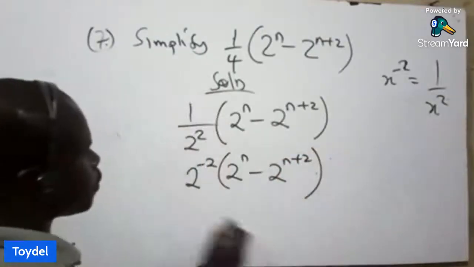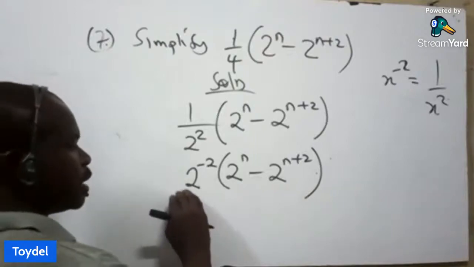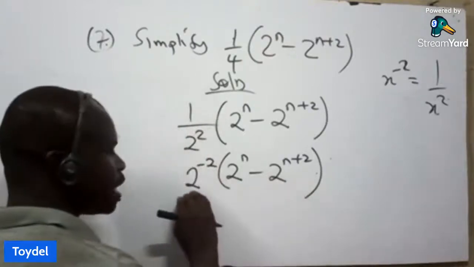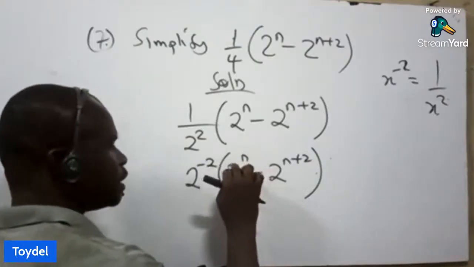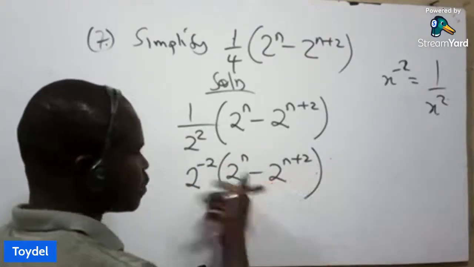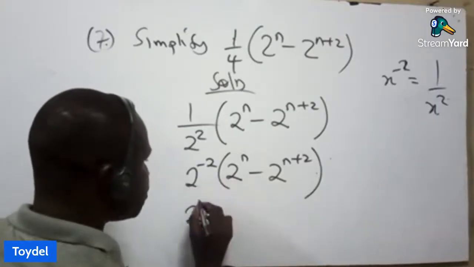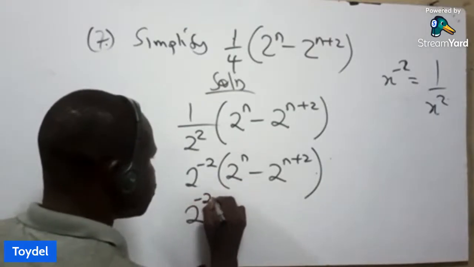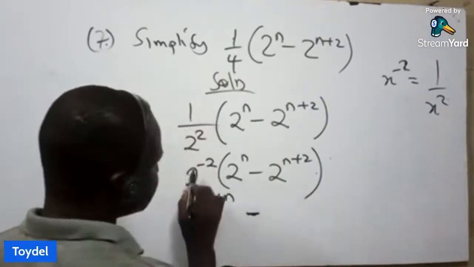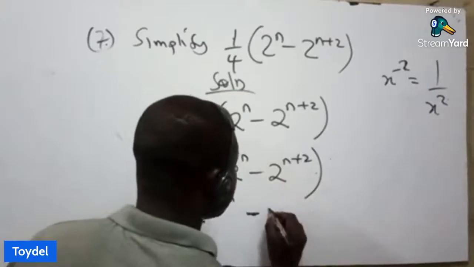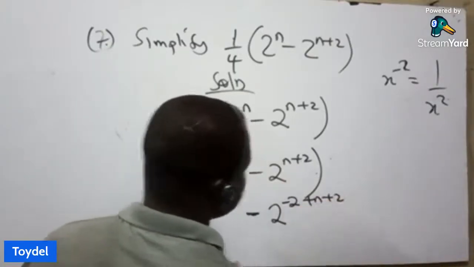So I can open up. I'm going to use 2 raised power minus 2 to multiply what you have. Now check, the bases are equal. Once the bases are equal and you want to use multiplication, you just add the powers. When you divide, you subtract the powers. So in this case now, 2 raised power minus 2 multiplying the first one, I'm going to get 2 raised power minus 2 plus n. Then minus 2 raised power minus 2 will also multiply what I have here. I'm going to get 2 raised power minus 2 plus n plus 2.